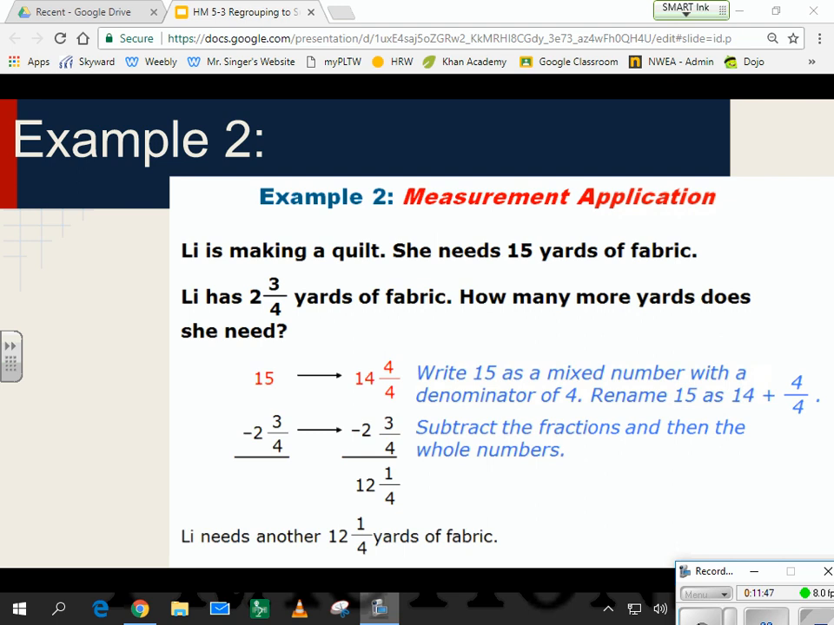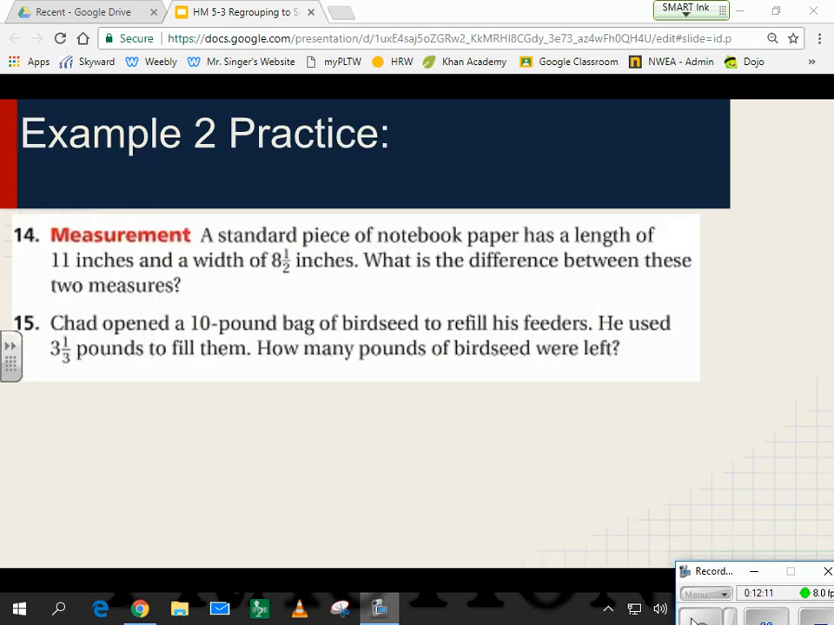This one's not too bad because you have a whole number. We're going to have to borrow from 15 to make it 14. We already have a denominator of 4, so it makes it real easy to know what fraction we're going to make a whole, which would be 4/4. So now we just subtract the whole numbers. 14 minus 2 is 12, and the numerator is 4 minus 3 is 1. And then since it's a word problem, we just put it in a sentence. Copy this down before moving on.